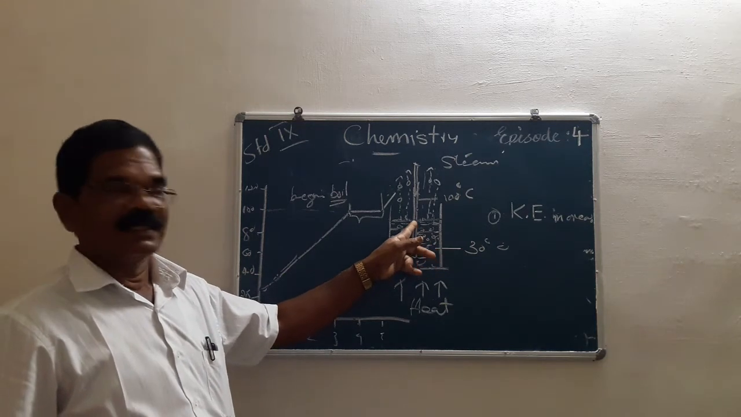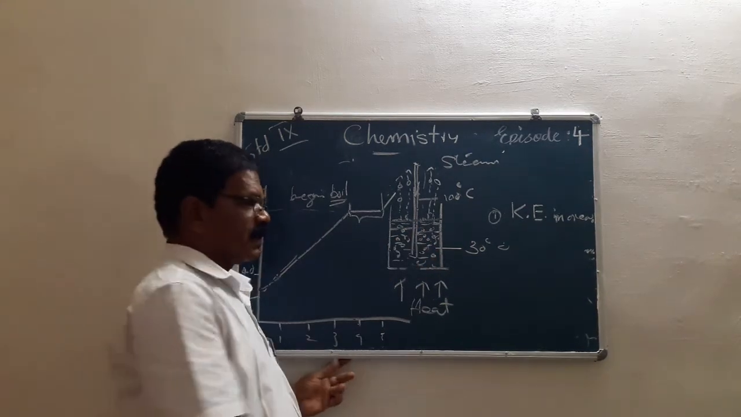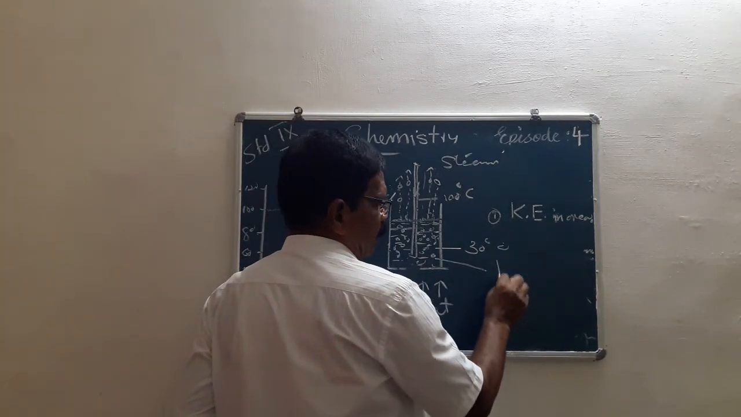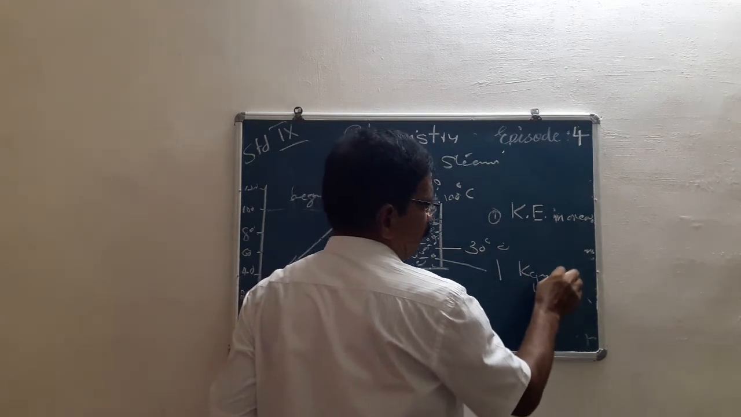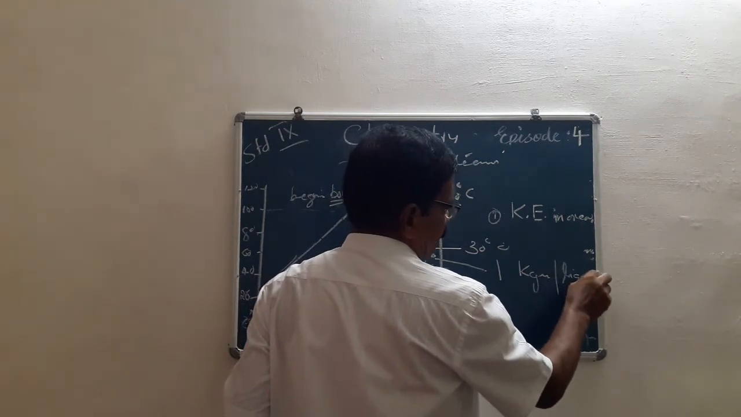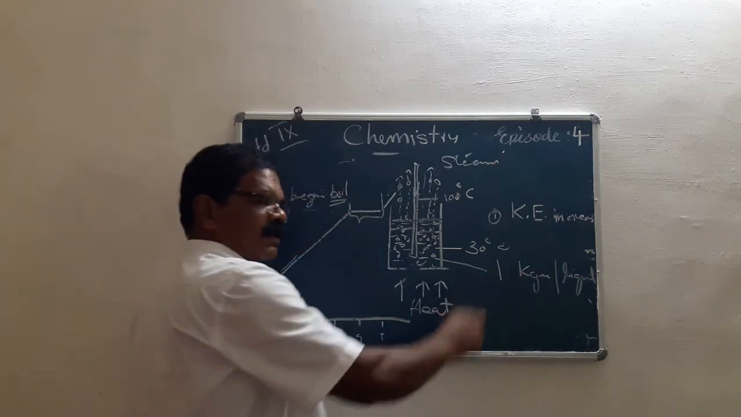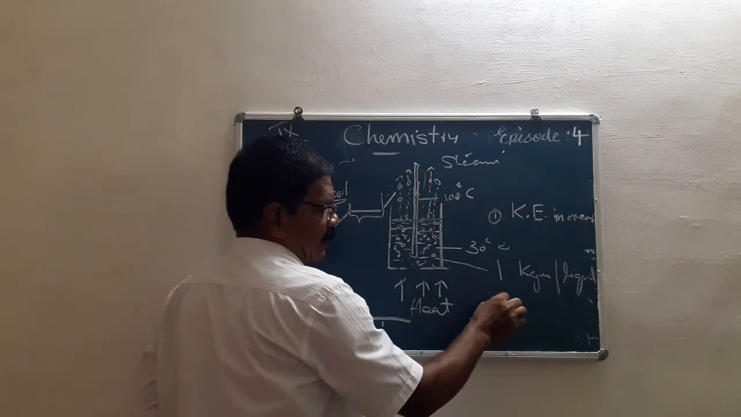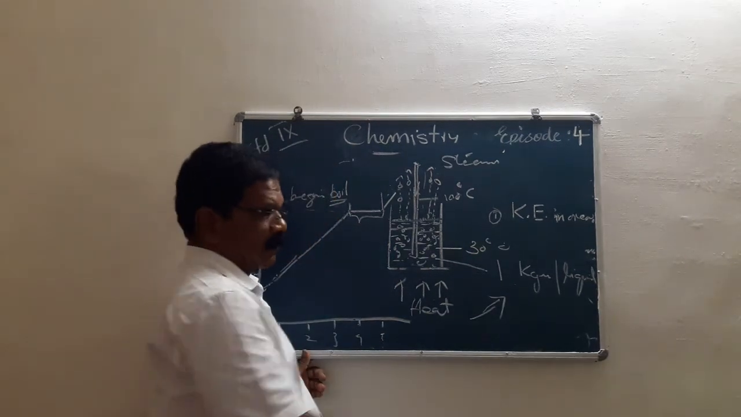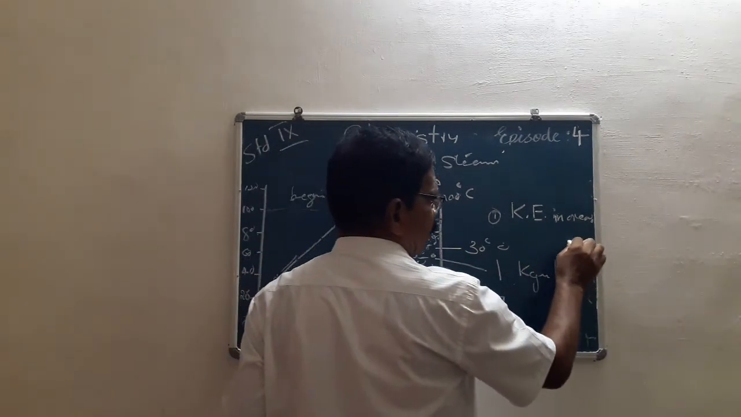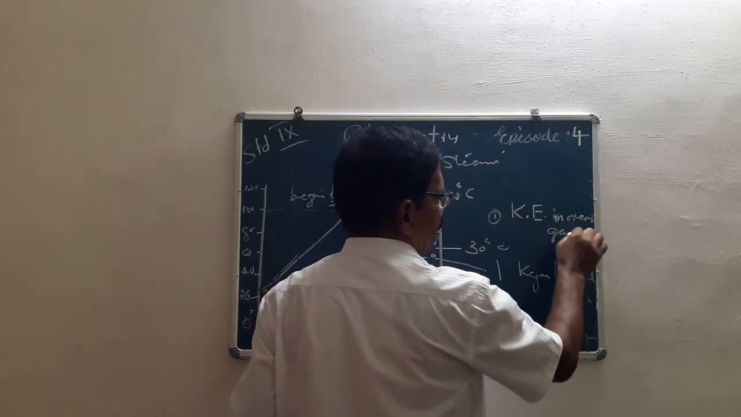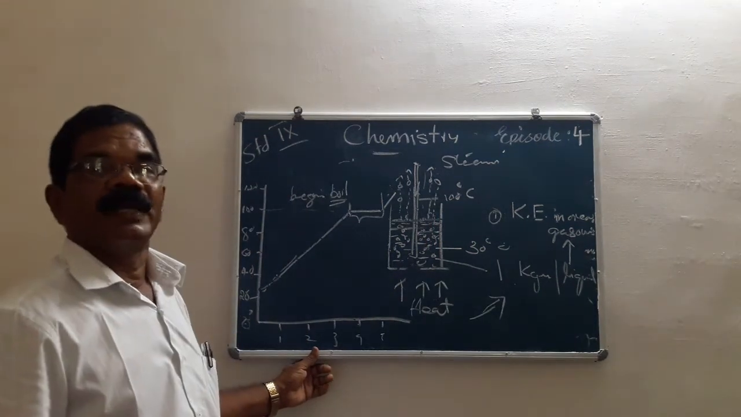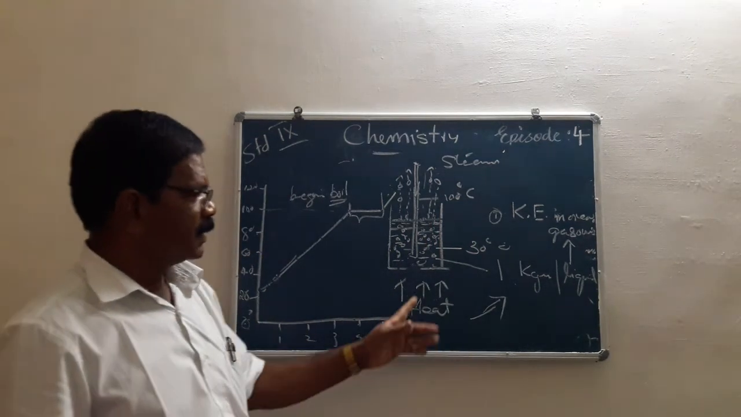Then can you define the latent heat of vaporization? This is water. What is the quantity of the water? 1 kilogram of liquid. The heat given to convert 1 kilogram of a liquid to the gaseous state is known as latent heat of vaporization.